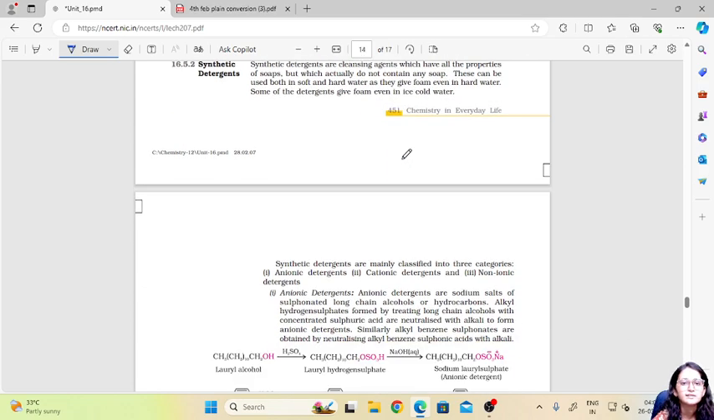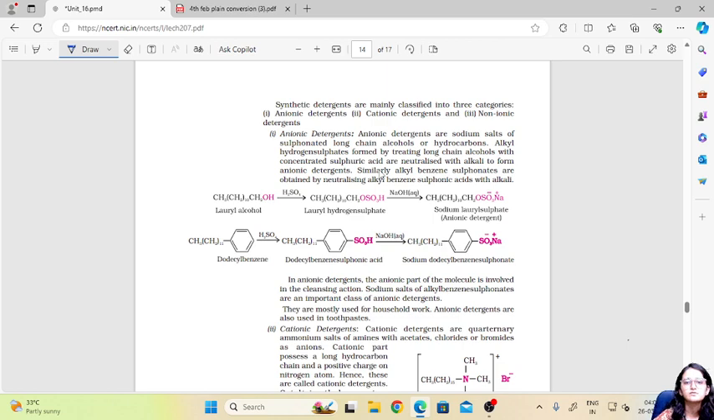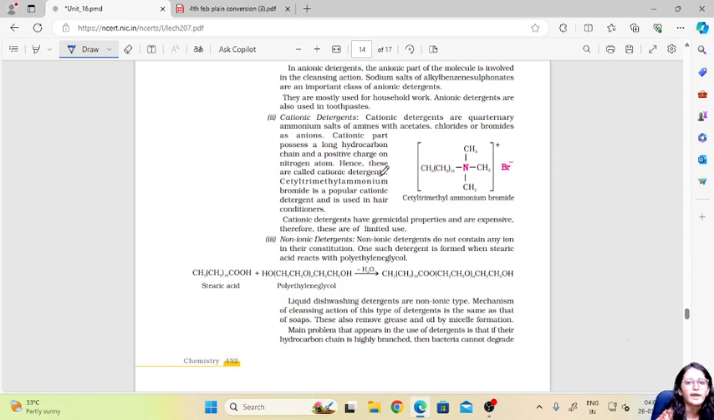Then synthetic detergents are cleansing agents which have all the properties of soaps. We will talk about two main types here, anionic and cationic detergents. Anionic detergents are sodium salts of sulfonated long chain alcohols or hydrocarbons. The main example here is sodium lauryl sulfate, where the anionic part is involved in the cleansing action. They are used in household work and are also used in toothpaste.